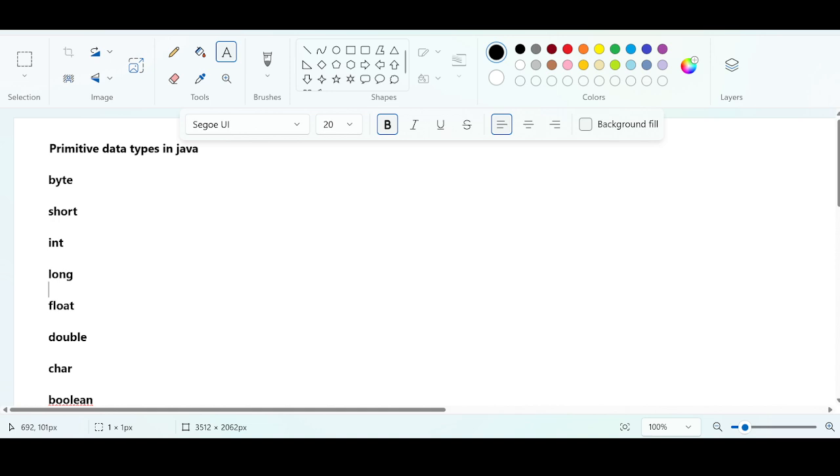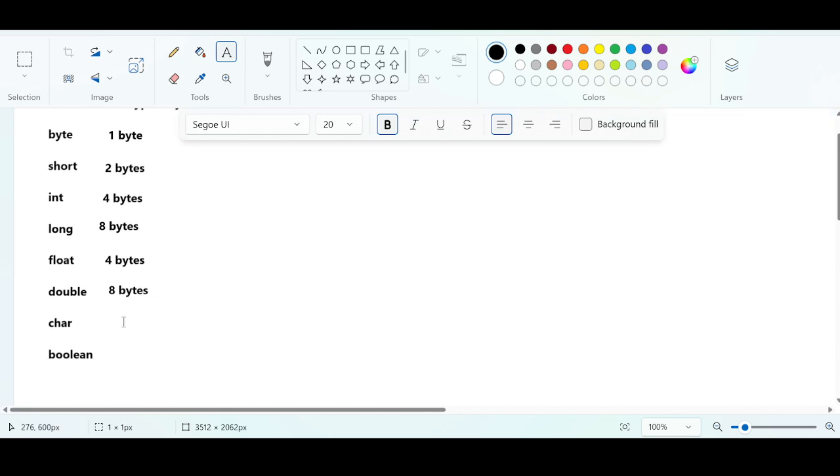right? And again, if you talk about size, the size of the byte data type is 1 byte itself. The size of the short data type is 2 bytes. The size of the integer data type is 4 bytes. Size of the long data type is 8 bytes. And the size of the float data type is again 4 bytes. The size of double data type is 8 bytes. The size of char data type is 2 bytes. The size of Boolean data type is only 1 bit.